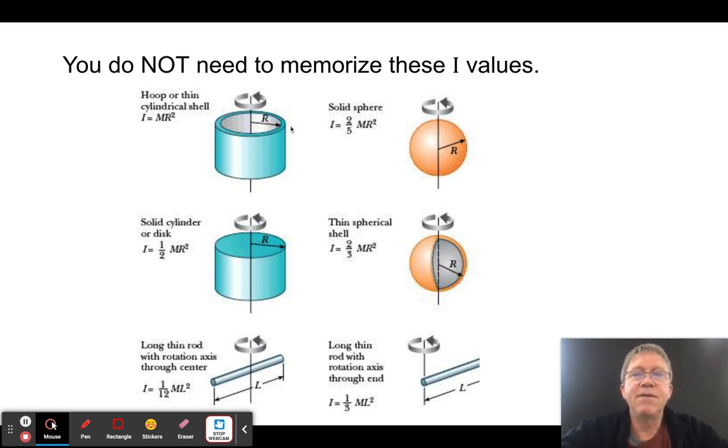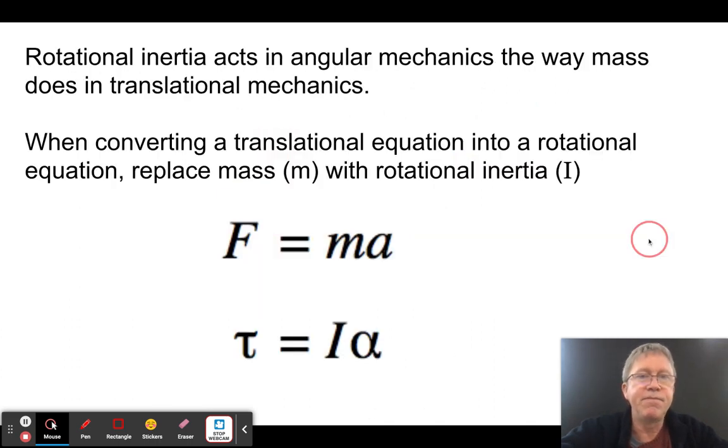So basically, you have a hoop and a cylinder. You can have a bar that's rotating around its center this way or around its end this way. Now you notice here, it's going to be 1/12 because I'm passing it through the center of mass. Here, I'm not at the center of mass, so it should be greater, and it's 1/3. Again, you don't need to memorize these.